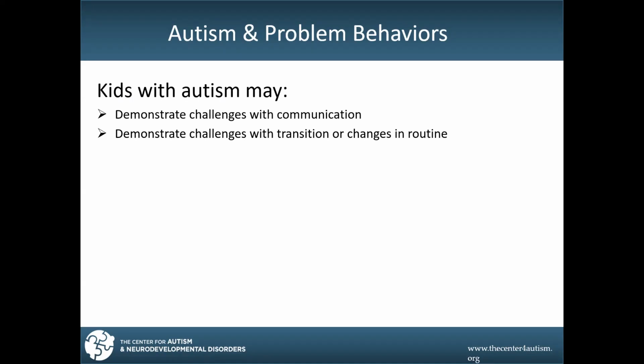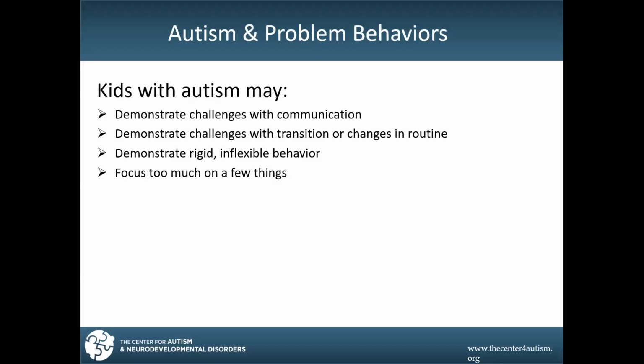Children with autism also often demonstrate rigid or inflexible behavior. For example, they may have a specific way of playing with a toy and demonstrate challenging behavior when asked to play a different way. They may also focus too much on a few things. For instance, they may have a limited set of interests they want to speak about, and changes in conversation to neutral or non-preferred topics may trigger challenging behavior.